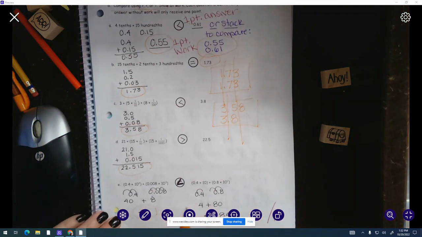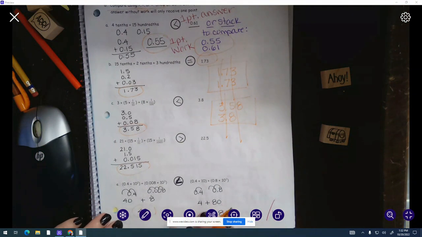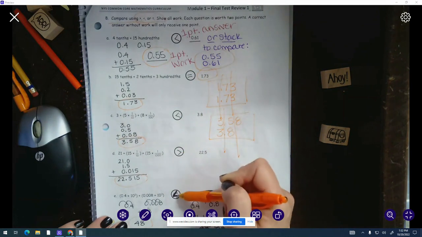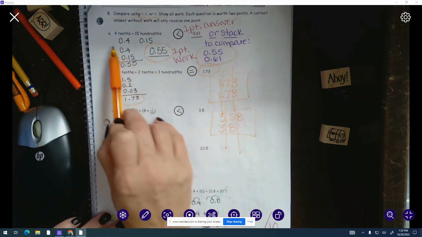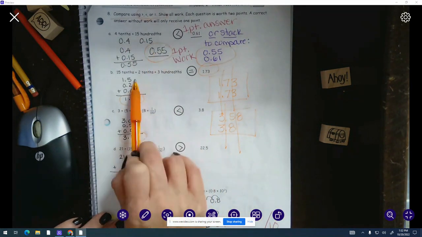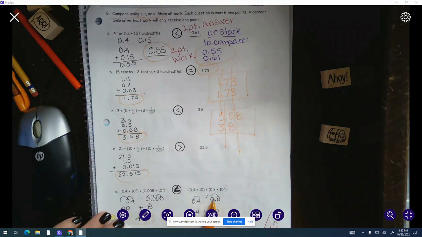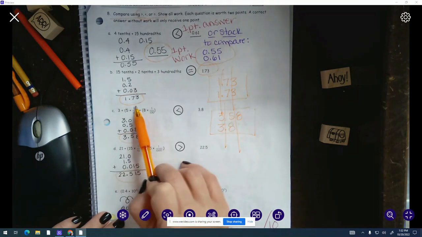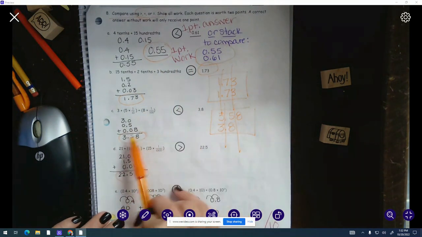Next, we are looking at this page, which is worth 10 points. So it is 1 point for each of these you get correct, and 1 point for showing that you know the standard form for all of these. So there's the standard form. So now you can compare those two. Now you can compare these two. Now you can compare them.